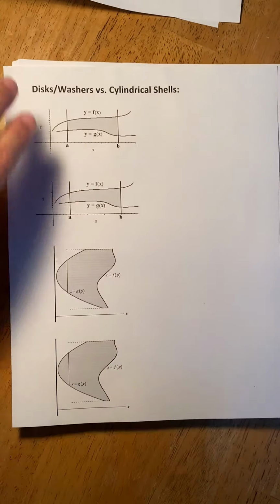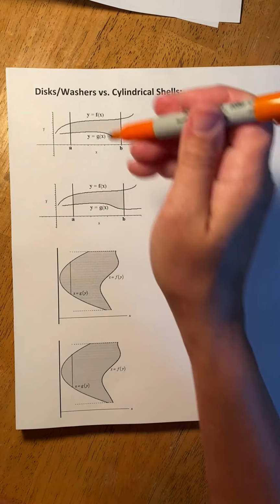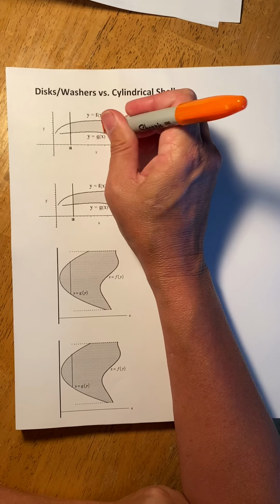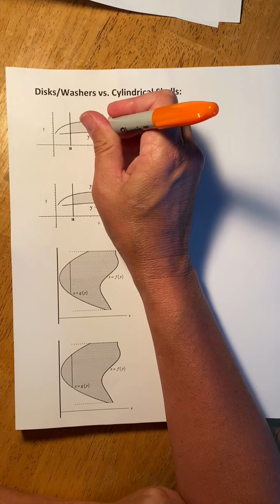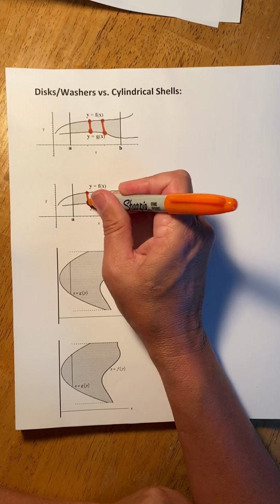So let's see if you can follow discs and washers versus cylindrical shells. All right, bear with me here. Let's suppose we have a great top to bottom relationship. So the top is always the same function and the bottom is always the same function. We always want to integrate top to bottom, right?